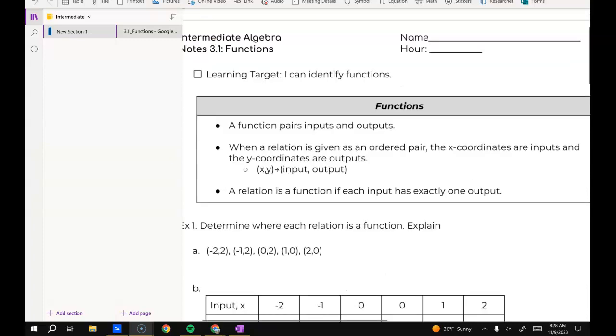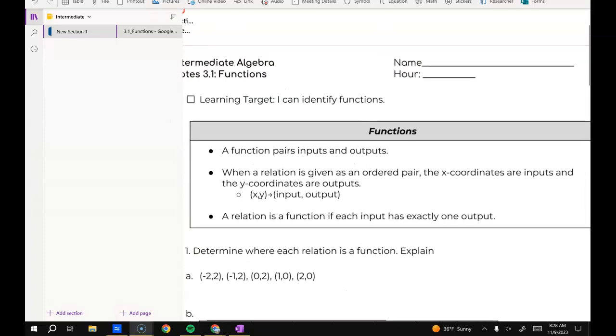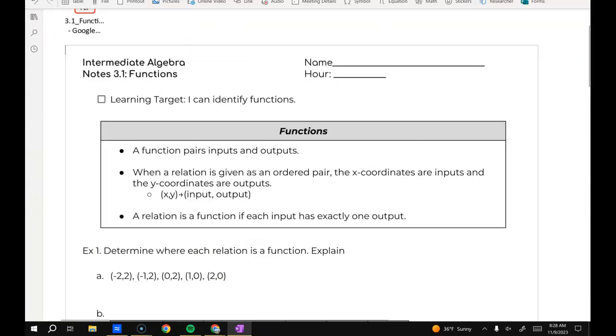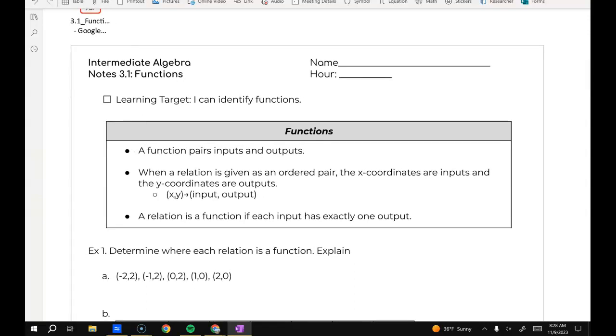We're starting today our unit on functions, which you did an intro activity to last Friday. So our first learning target is that we can identify functions. We've already practiced that a bunch. We're going to start with just a few definitions. The first one is what a function is.